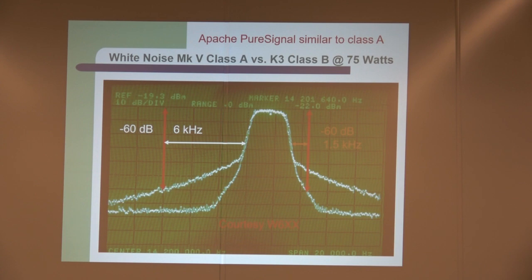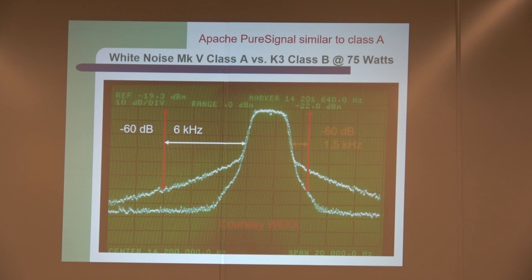So if we look at it, the K3, we're not knocking the K3. It's kind of typical, maybe a little worse than typical, but we have to get 6 kc away from the edge of the transmitted signal to get the intermod products down 60 dB. But with the Mark V in Class A, it's 1.5 kilohertz and we're down 60 dB. Or with Pure Signal, it'd be the same thing.